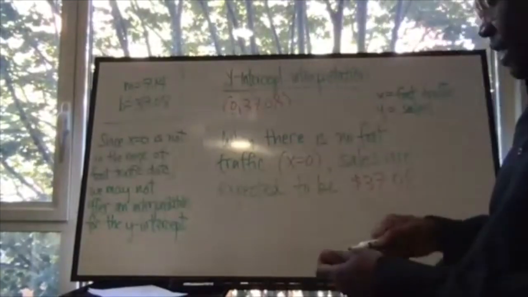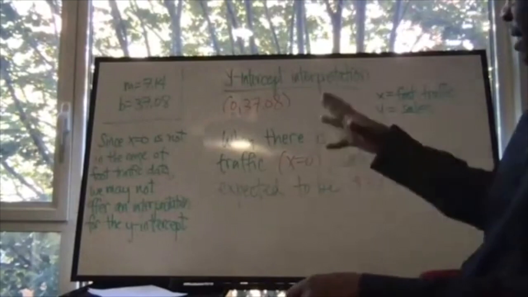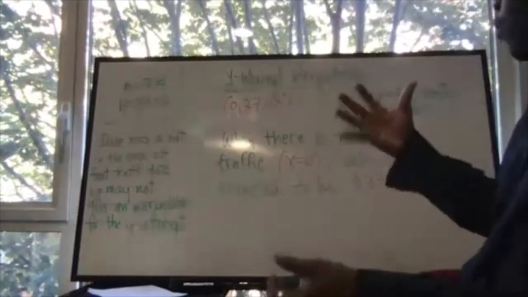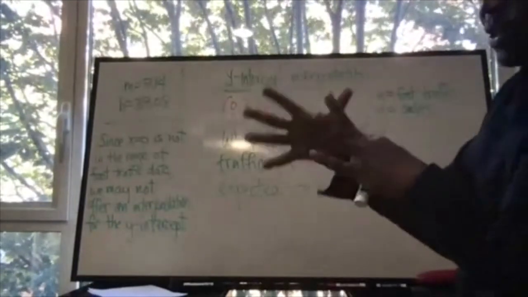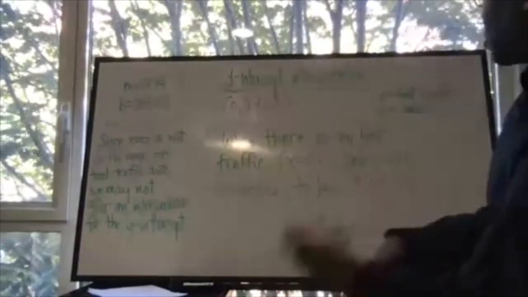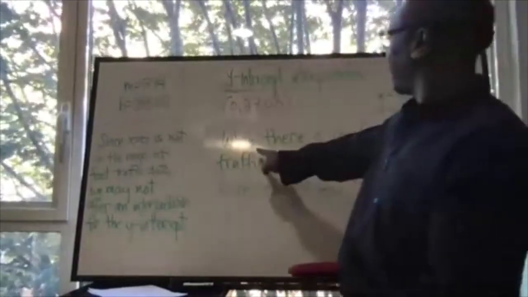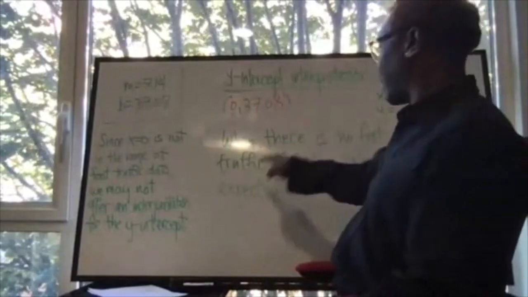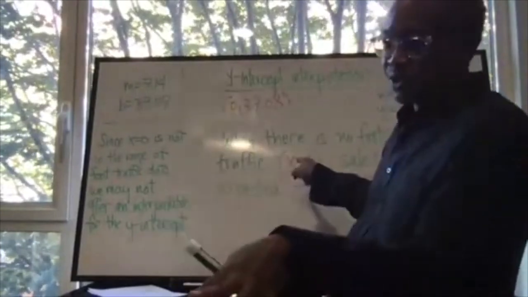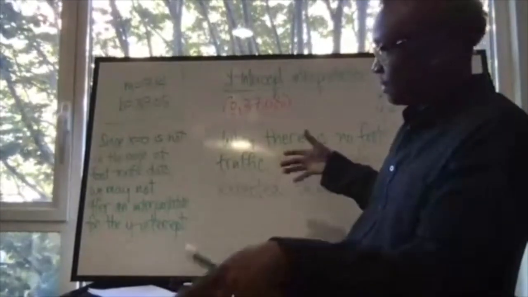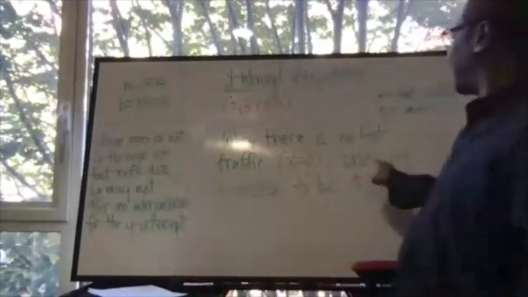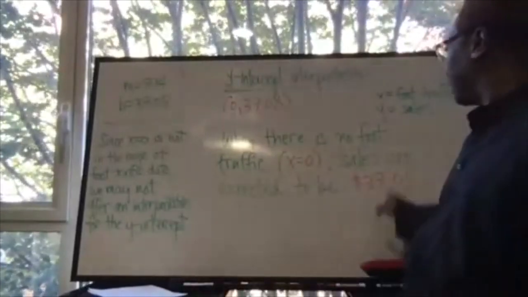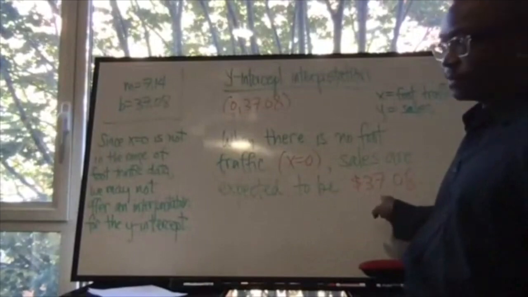Okay, so just take a look at that. Again, we're kind of suspending our disbelief. We're assuming X equals 0 is in fact in that range. So what we have to do is say, when there is no foot traffic, when there's nobody coming into your store between 1 and 2 o'clock, that's X equals 0, then sales are expected to be 37.08.